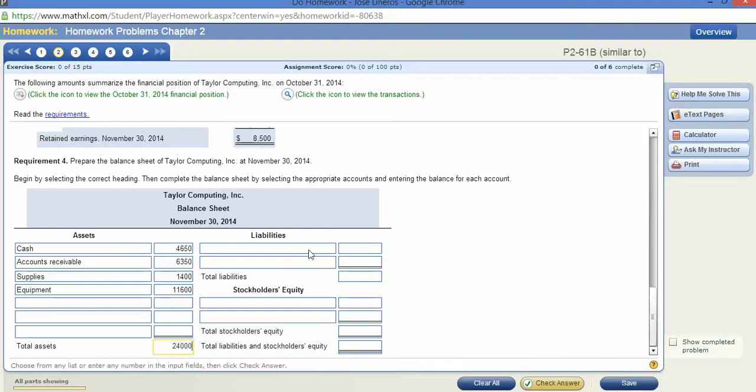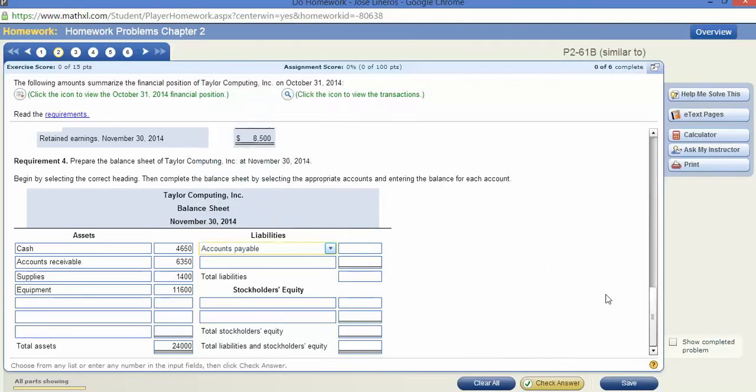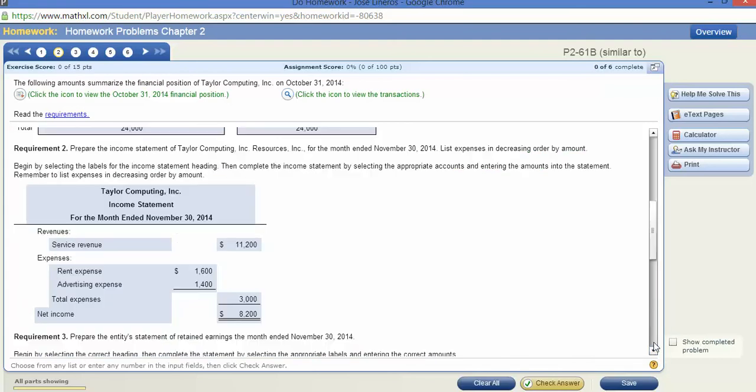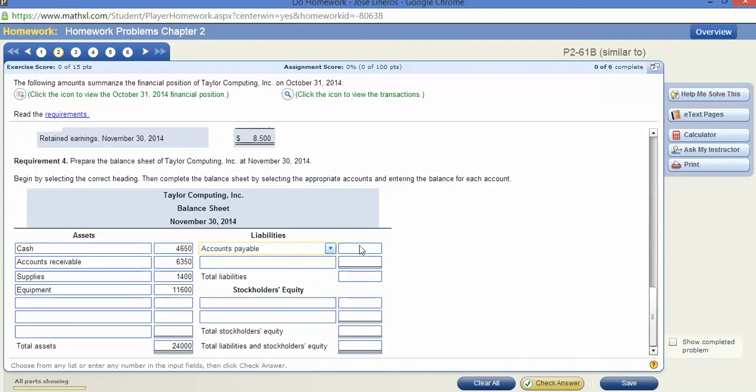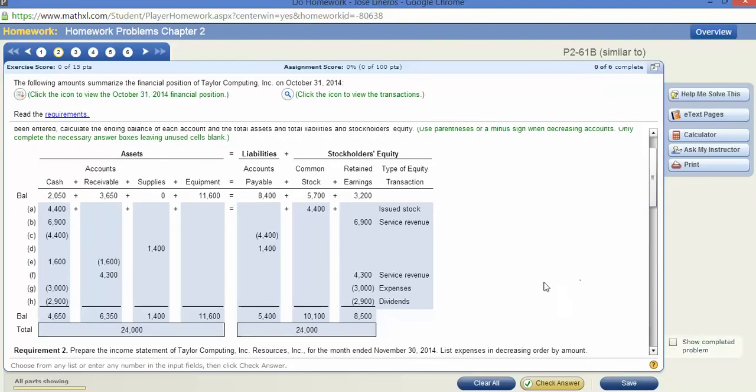Okay, so sliding over to liabilities, the only liability we have is accounts payable. If you slide up here, accounts payable ends for the period at $5,400. And that's the only liability we have, the $5,400. We don't have any other liability. When you look up here at the equation, that's the only liabilities we have.